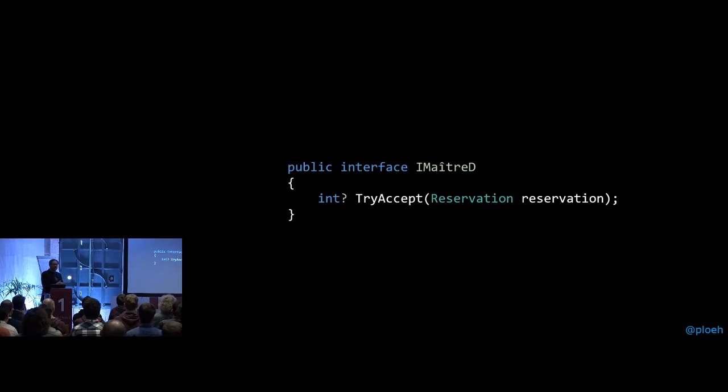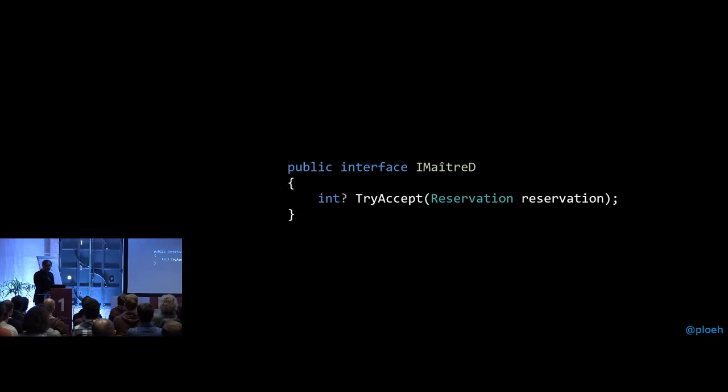Now, maitre d is basically just restaurant jargon for the head waiter, and it's a role in typical restaurants that makes decisions on making sure that everyone is at the right table and stuff like that. So it's just domain-driven design, if you will.